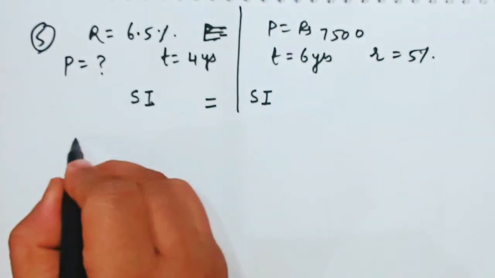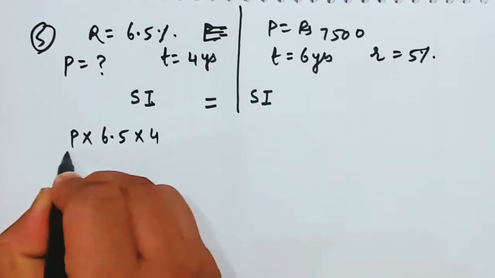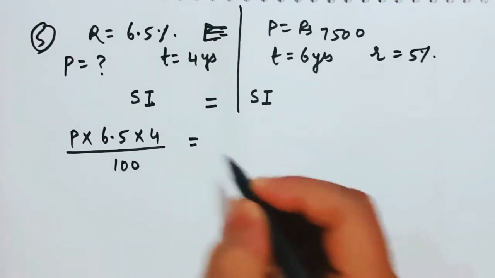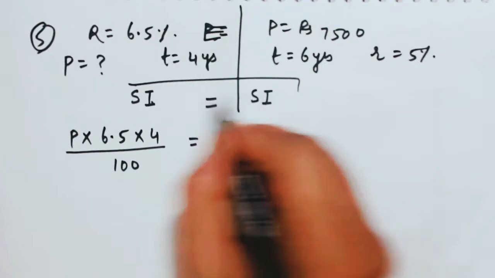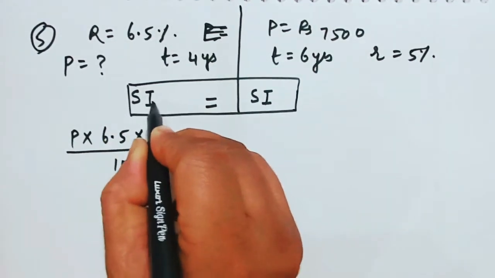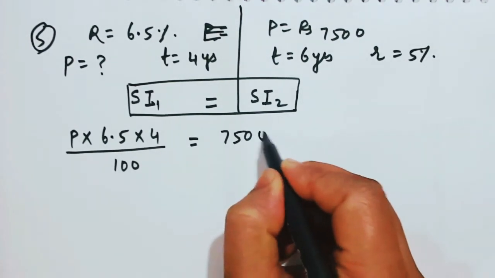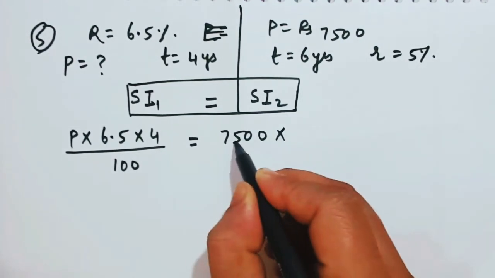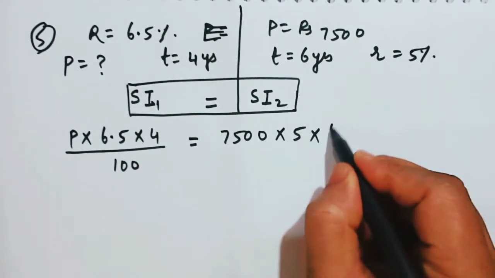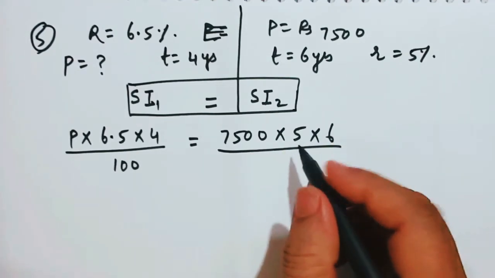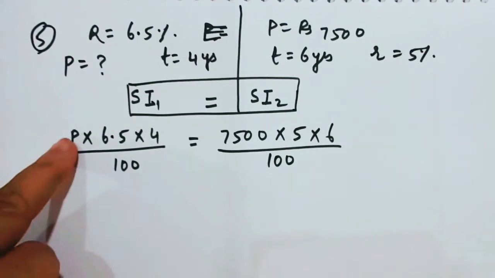Now they are saying that the simple interest generated from this one is equal to how much? PRT by 100. So PRT by 100 should be equal to the simple interest generated from this one. Okay, so this is very important. SI1 is equal to SI2. 7500 into 5 into 6 PRT by 100. This means when you will solve this equation, you will get the value of P.